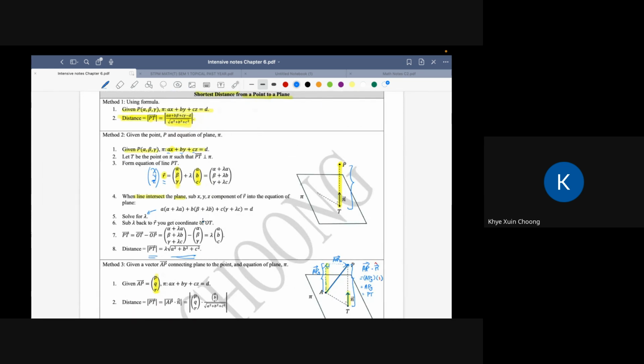So normally you just sub the actual value, then you don't have something like this. This is to find the shortest distance from a point to a plane. You need to memorize the method.